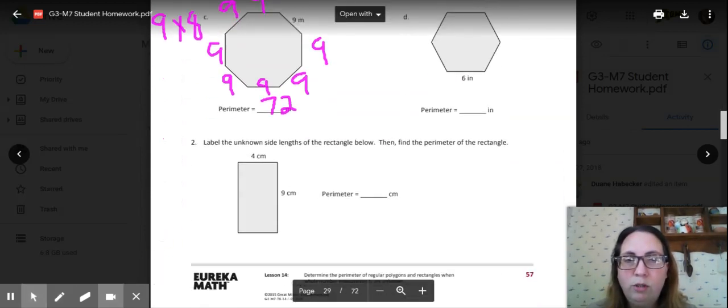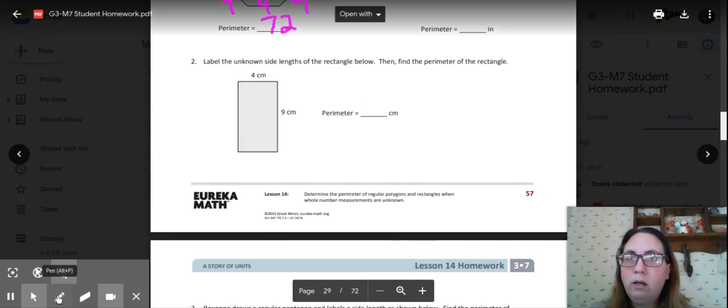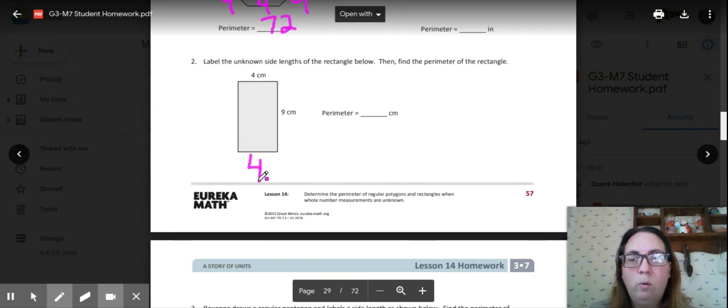Okay, so now to number 2. Label the unknown side lengths of the rectangle below, then find the perimeter. Okay, so we know we need to label the side lengths. So this side is 4, and this side is across, so that means it is also 4. This side is 9, and that's the same length and across from it, so that side is 9. Then you have to find the perimeter, so you could add those together.